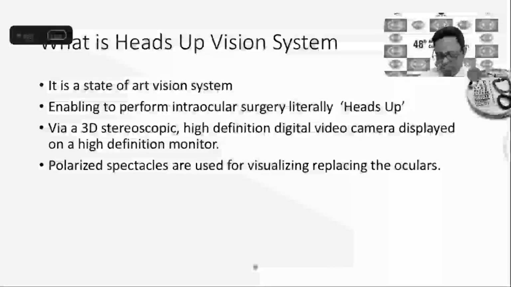What is the heads-up vision system? It's a state-of-the-art vision system enabling us to perform intraocular surgery literally heads up. That is why we are not using the normal eyepiece of the microscope. Our heads are up, and it is via a 3D stereoscopic high definition digital video camera displayed on a high definition monitor, a TV screen of around 55 inches, and we look at the monitor while doing our surgery. We all use polarized spectacles, which give the 3D effect and replace the oculars.